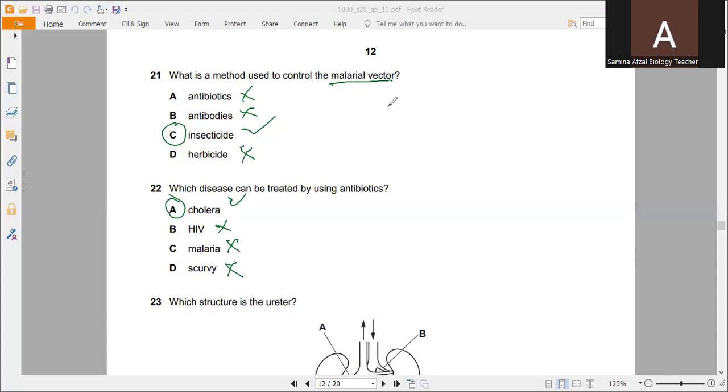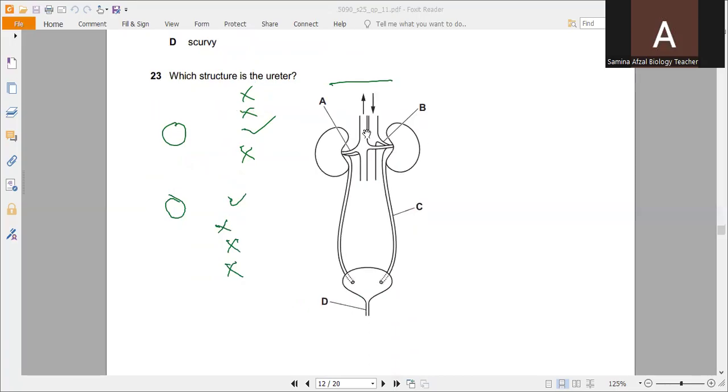Moving towards the next question, question number 23. Which structure is the ureter? A and B can be the renal. A is the renal artery or vein. B is the renal pelvis, so this is the funnel shaped area.